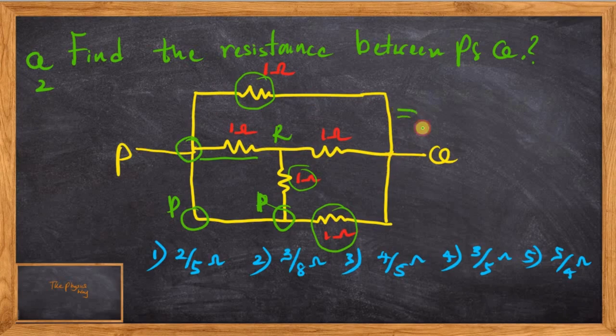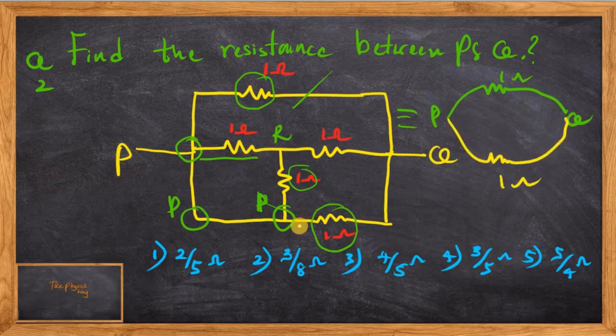So I'll simplify this a bit like this. In between PQ we have 1 ohm, so this is P, we have 1 ohm, Q, we have 1 ohm here. And again in between PQ we have another 1 ohm, that also here, 1 ohm, done, right? And between PR we have this 1 ohm and this 1 ohm, right? I'll draw it here again.